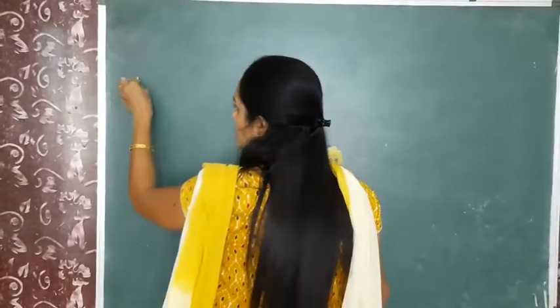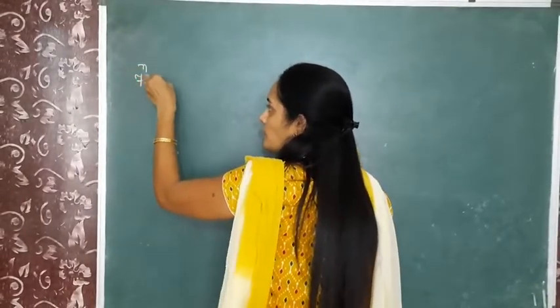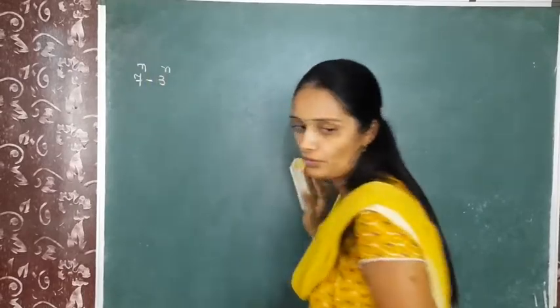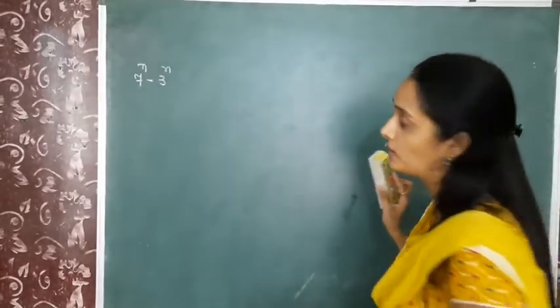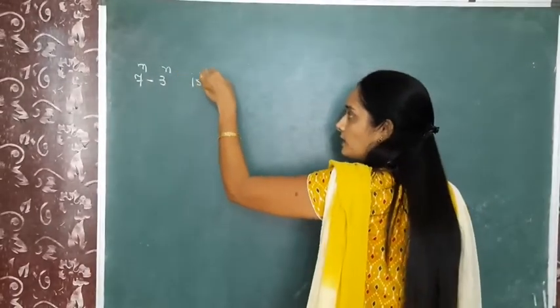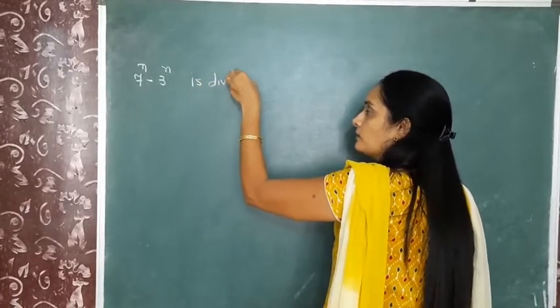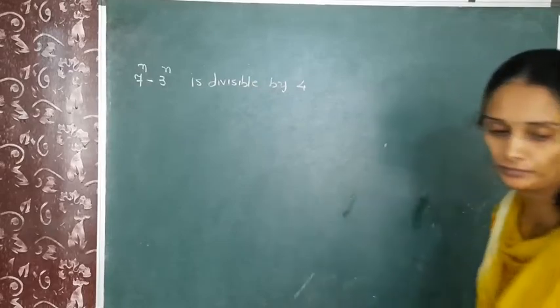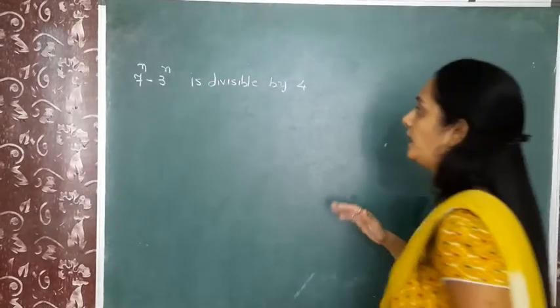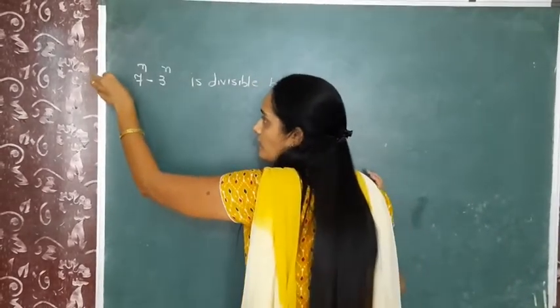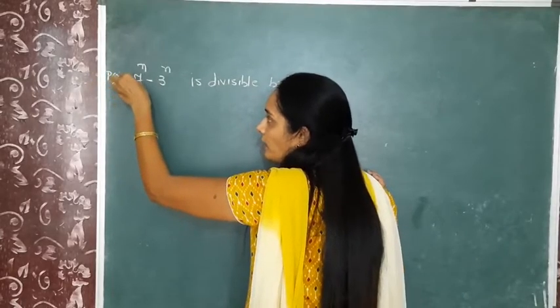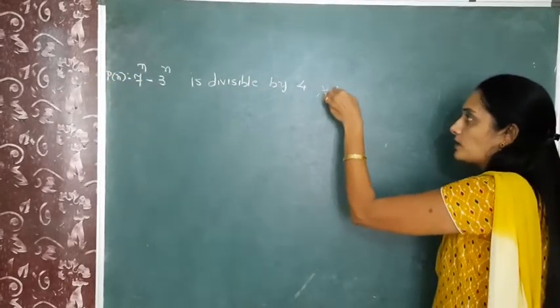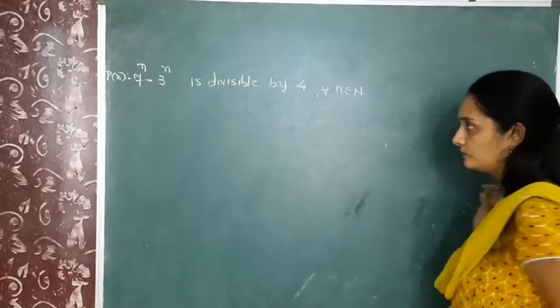Now, today we are going to do a sum. Prove that 7 raised to n minus 3 raised to n is divisible by 4. We take the given statement as P of n for every natural number.